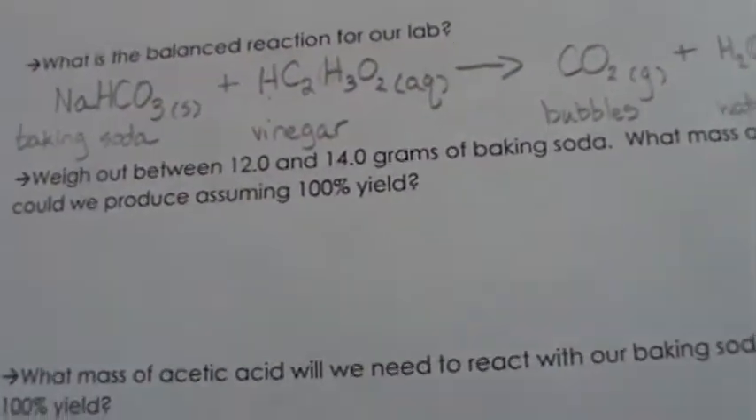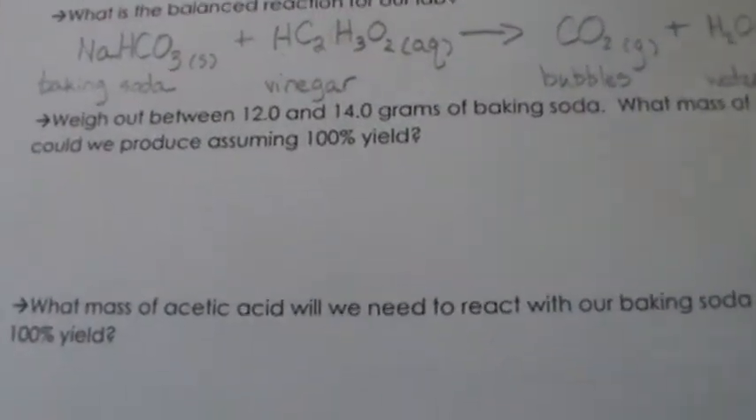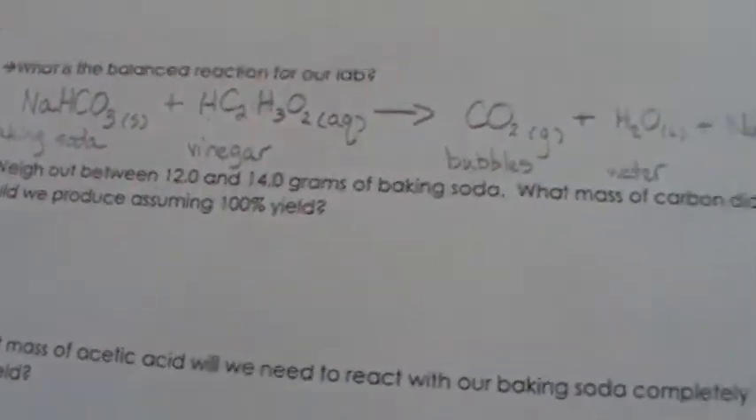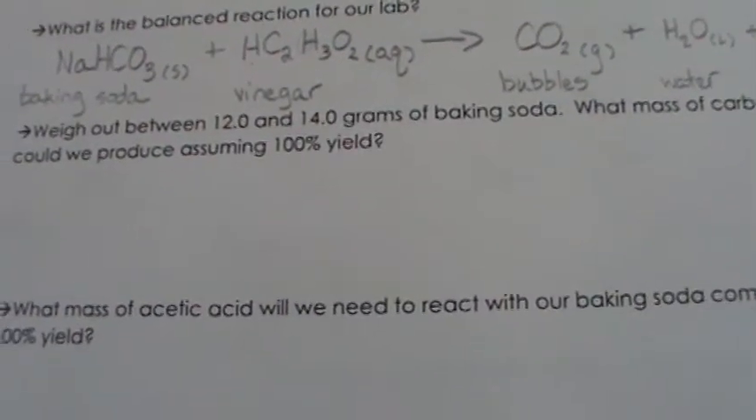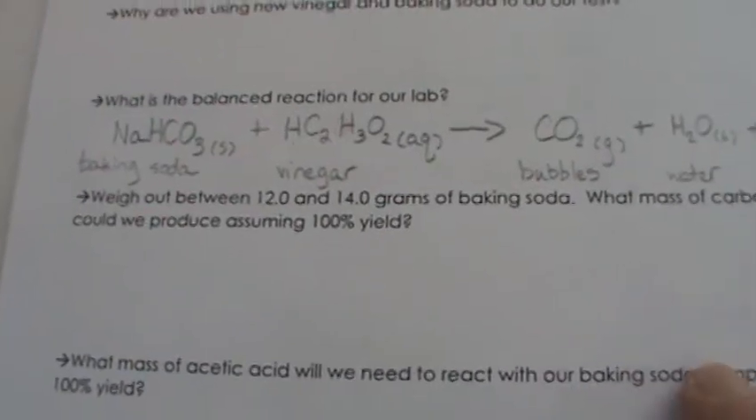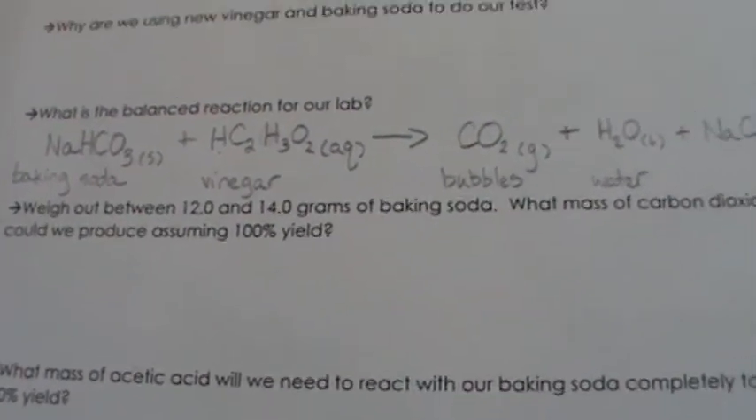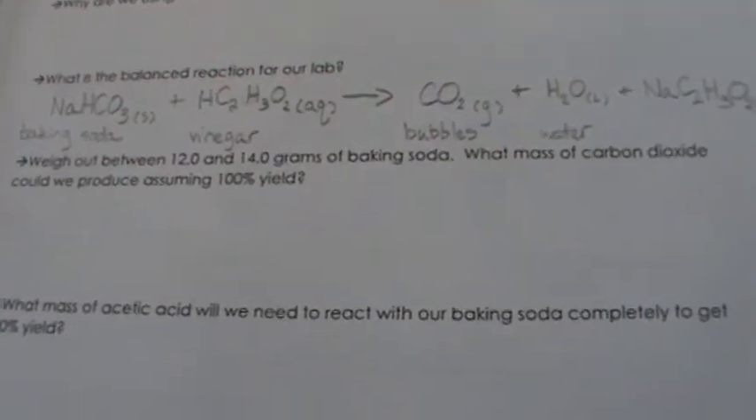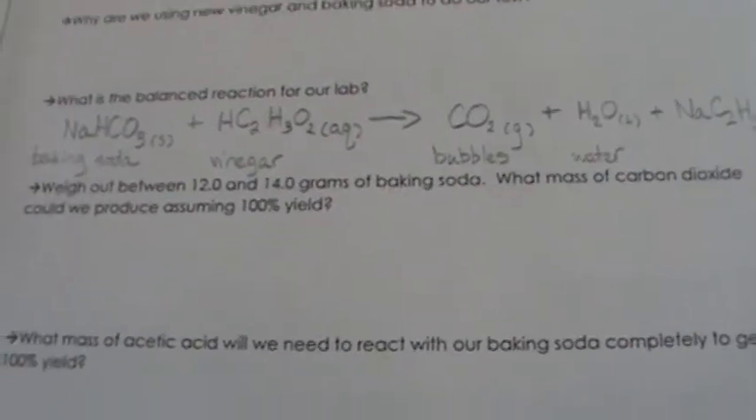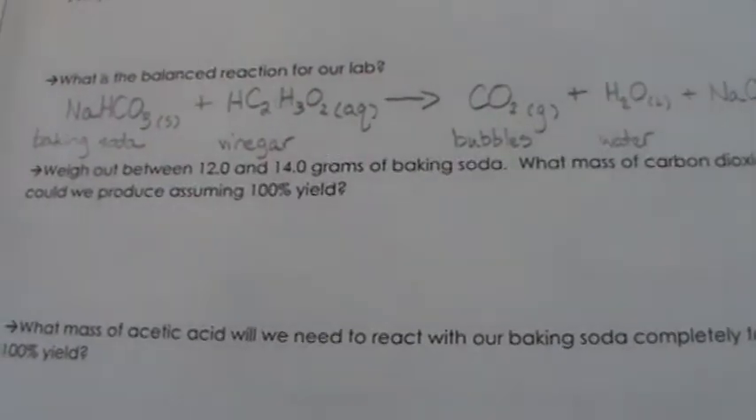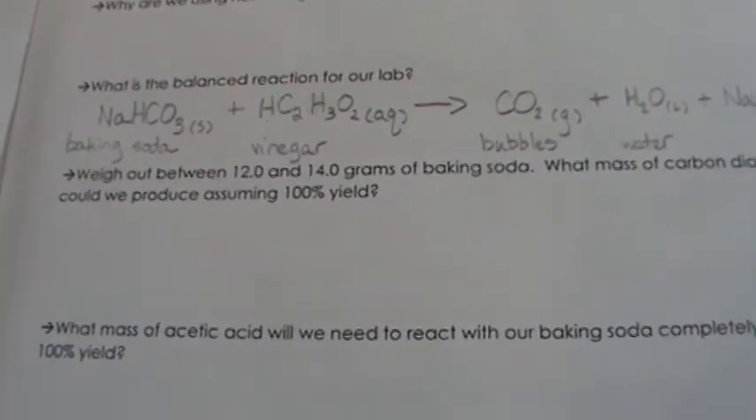Okay, first of all, it tells us to weigh out between 12 and 14 grams of baking soda, and then it asks what mass of carbon dioxide could we produce assuming 100% yield, and that's going to be stoichiometry. So this is a really great lab for examining stoich.